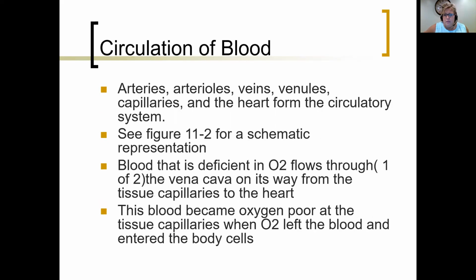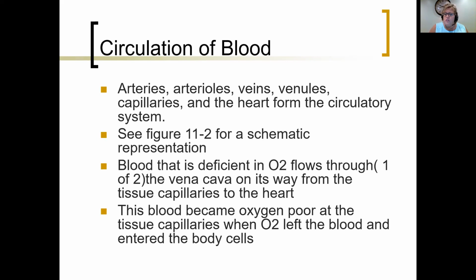The circulation of blood goes from the heart to the arteries, to arterioles, to capillaries, to venules, to veins, and back to the heart. All of these form the circulatory system. And if you look on page 401 at the bottom, they have the relationship and the characteristics of the blood vessels and how they work together with the organ, the heart.